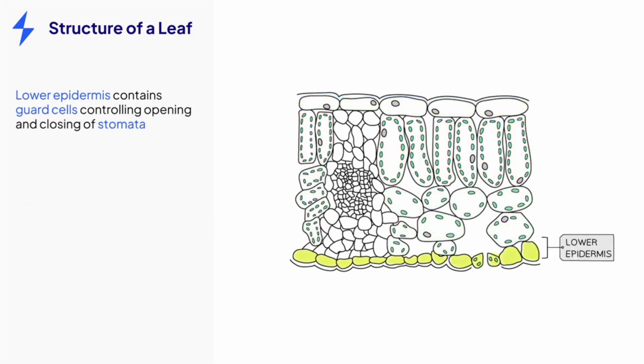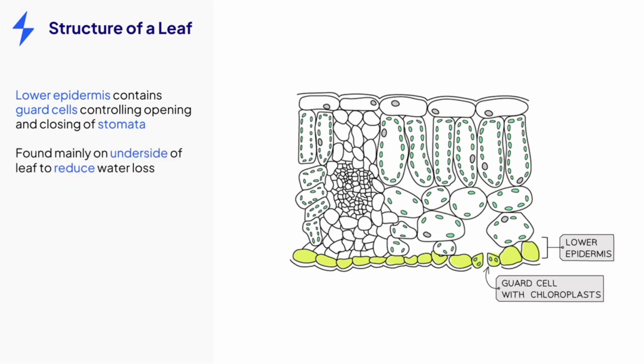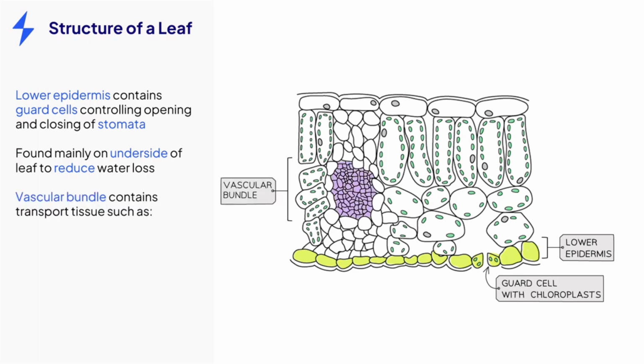The lower epidermis contains guard cells that surround the stomata. The guard cells are the only epidermal cells that contain chloroplasts, and they control the opening and closing of the stomata to allow carbon dioxide to diffuse into the leaf and oxygen to diffuse out. In most plants, stomata are found in a much greater concentration on the underside of the leaf to reduce water loss.